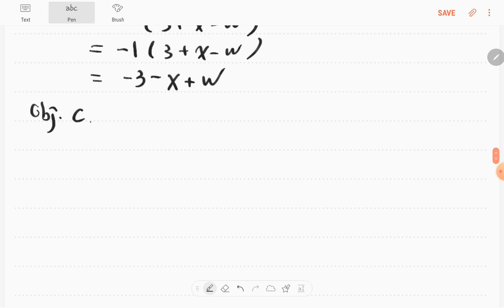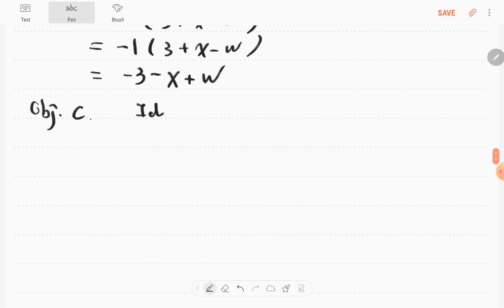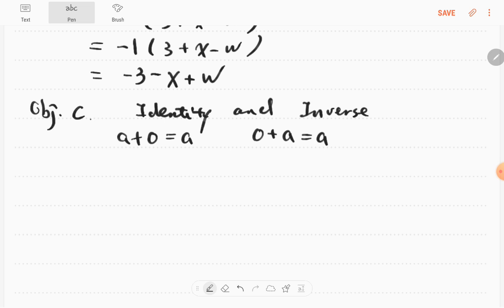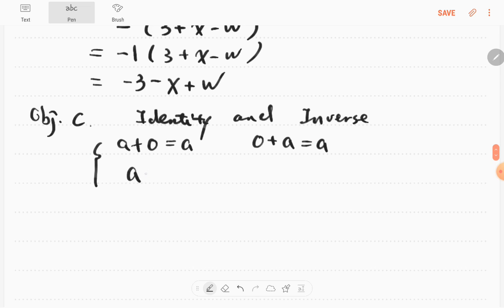Let's check the identity and the inverse property. So basically a plus 0 is just a. 0 plus a is still a. So this is called the identity property for addition. For multiplication, it's just a times 1 equals a, or 1 times a equals a. So these are the identity properties for addition and multiplication.